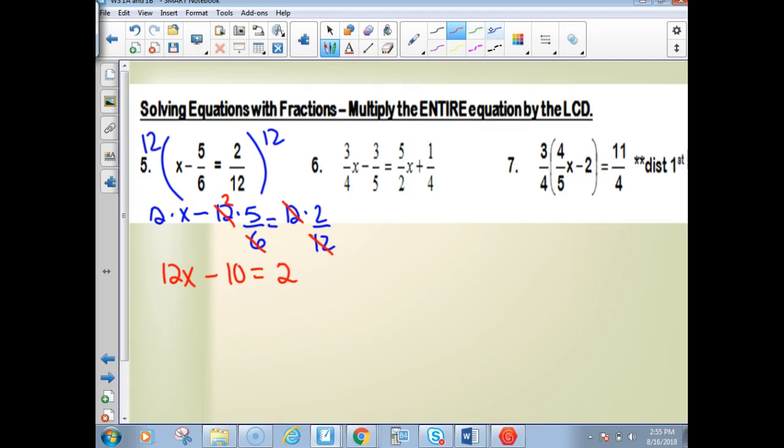It's all good. We're going to add 10 to both sides of our equal sign now and get 12. And then we're going to divide by 12 in our heads and say the answer or solution to x is 1.